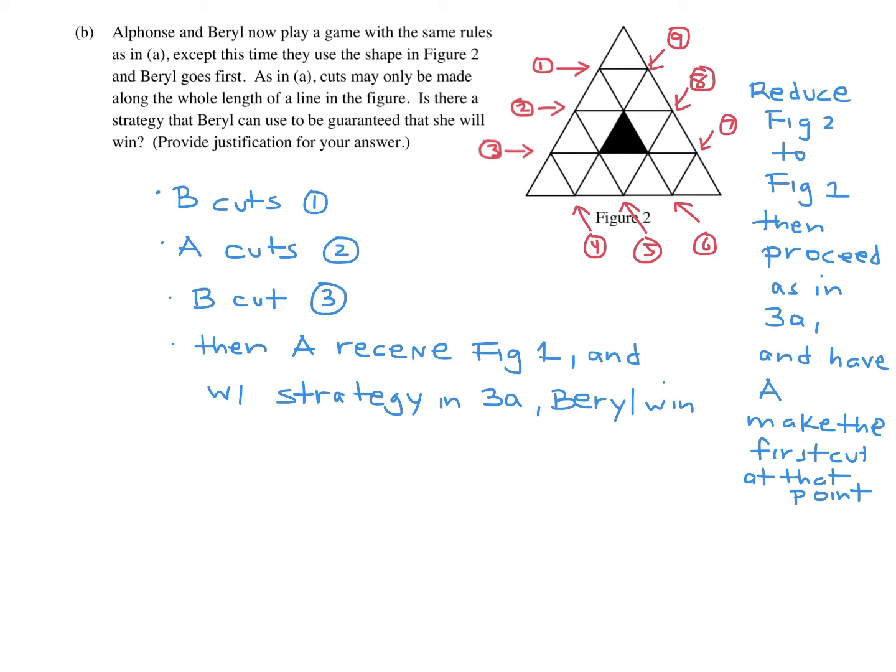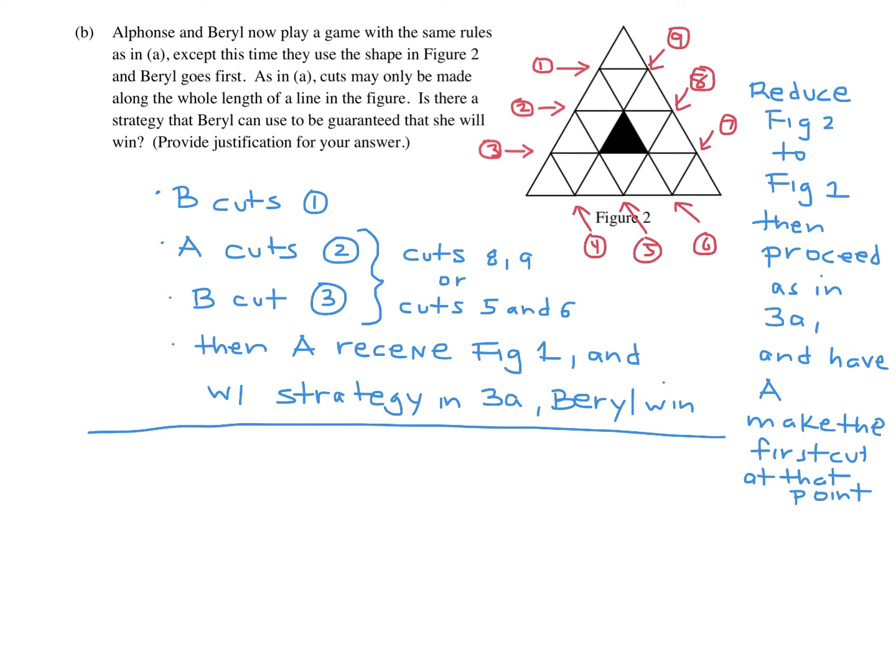Now, because of the symmetry of this diagram, if you substituted, instead of 2 and 3, cuts 8 and 9, or if you substituted cuts 5 and 6, it would end up with the same result. And you can do that on your own because it's essentially a symmetrical diagram. All right, so that is the first strategy.